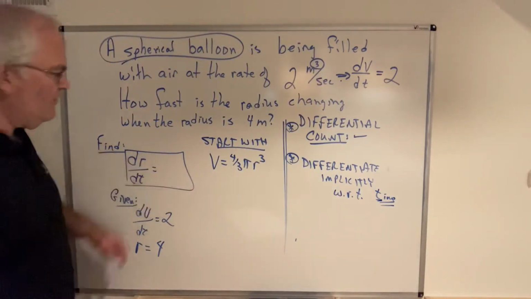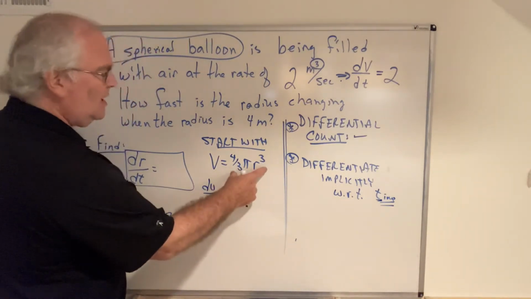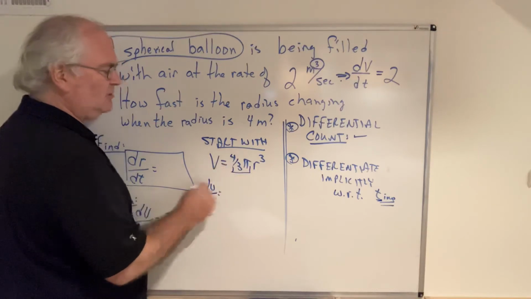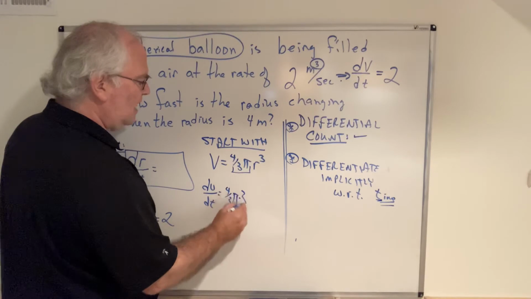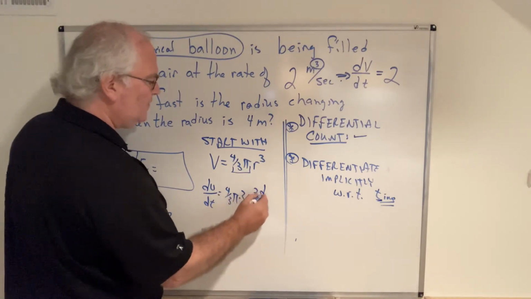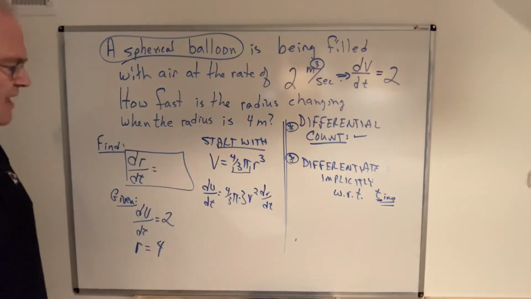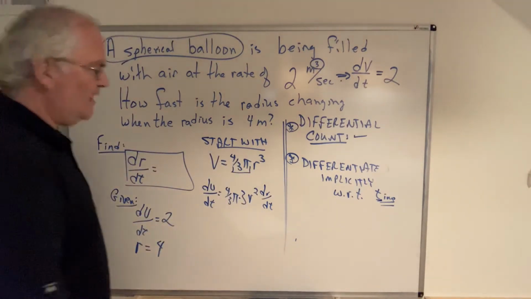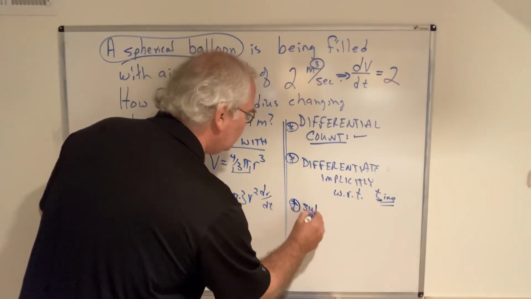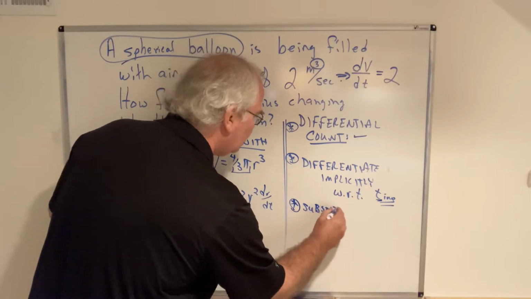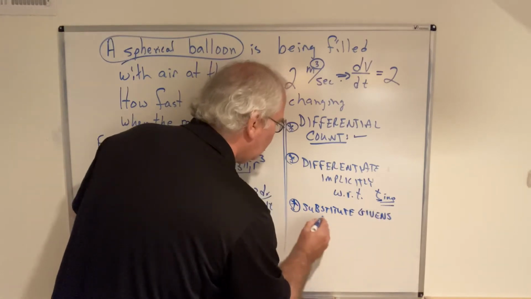So the derivative of V with respect to time is equal to, I want the derivative here. This is a constant multiplier. It multiplies along. So I have 4/3 pi times 3r squared dr dt. So I've differentiated implicitly with respect to time. And then after the derivative, substitute the givens and solve.